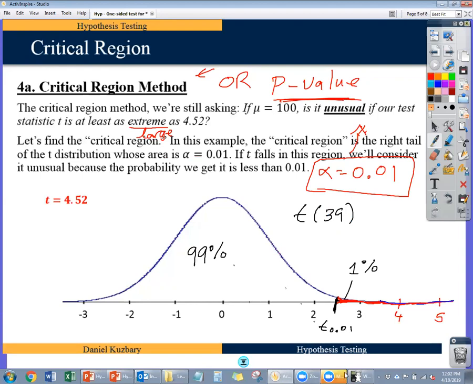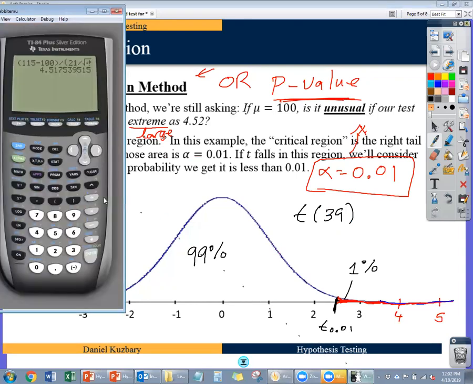So for this, I'm going to go into my calculator and use the inverse t command. So I go to second vars and use inverse t. And I'm going to tell it the area to the left is this 99%, 0.99. The degrees of freedom are 39. And hopefully it gives me something between 2 and 3. It might be bigger than 3. I don't actually know off the top of my head. But we should get something. Okay, yeah, so I kind of guessed right. It's 2.43 is what we round that to.